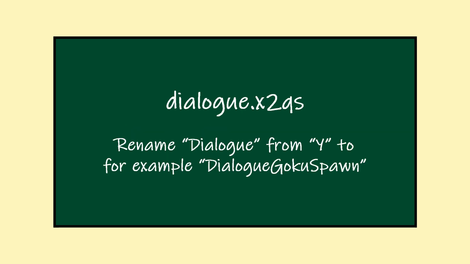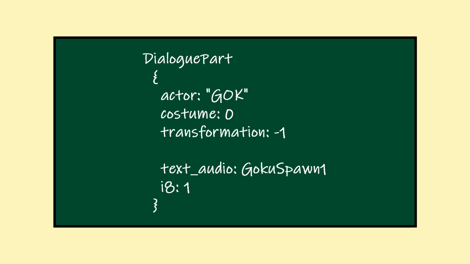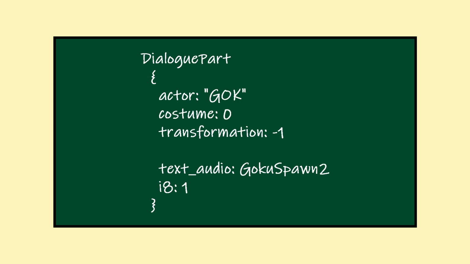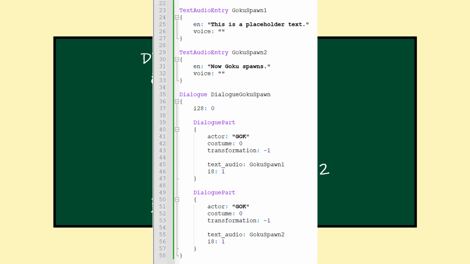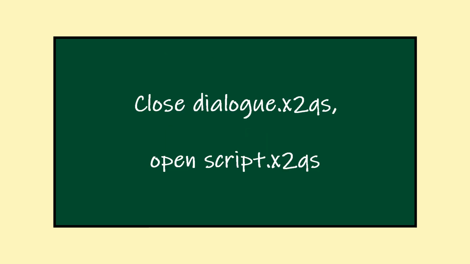Now on the dialog box, rename it from Y to, for example, dialog Goku spawn. In the dialog part, change FOF into GOK and text audio X into Goku spawn 1. Copy-paste the dialog part and change Goku spawn 1 into Goku spawn 2. And you're done. It should look something like this. You can now close the dialogues file and open up your script once more.